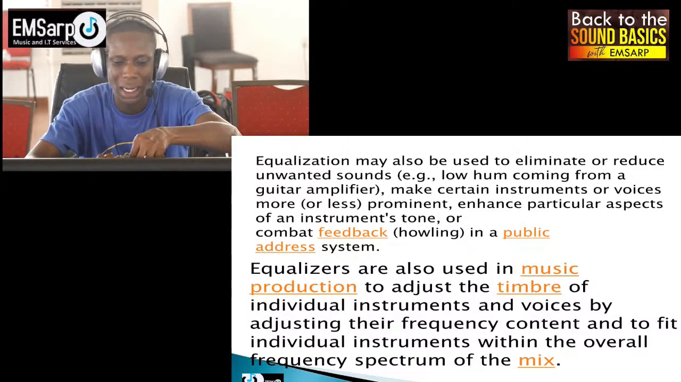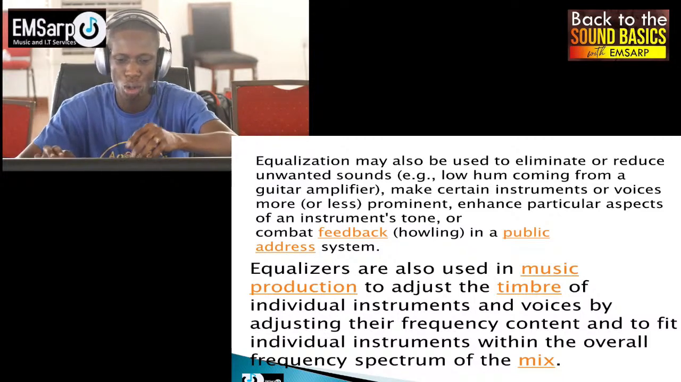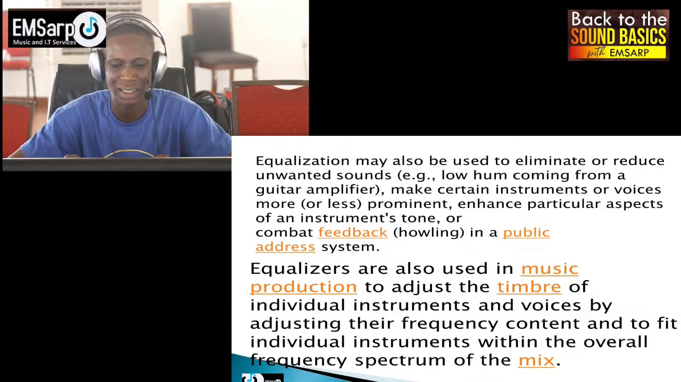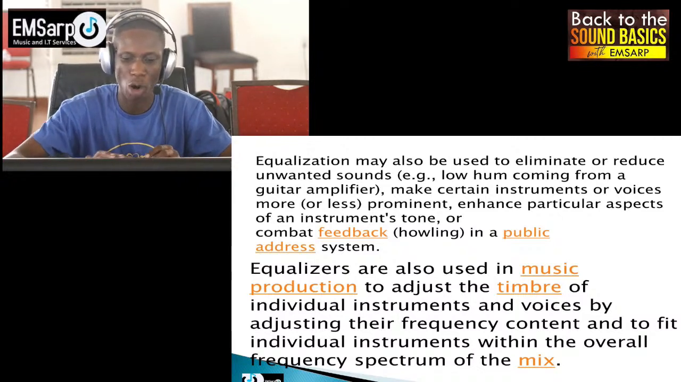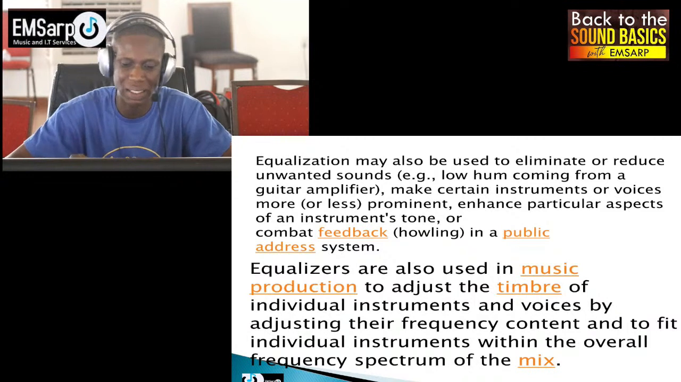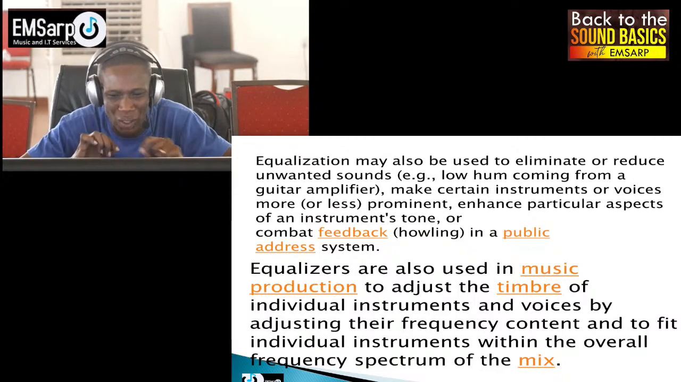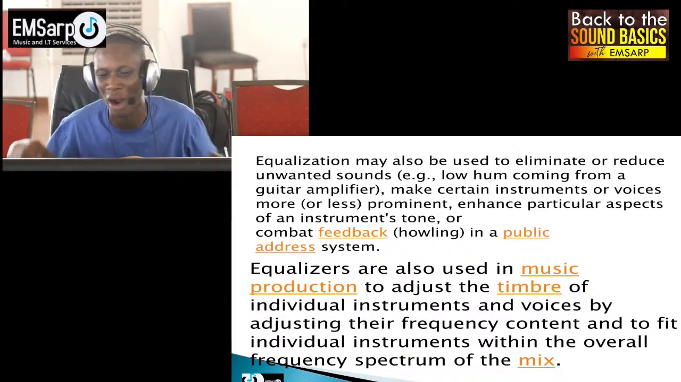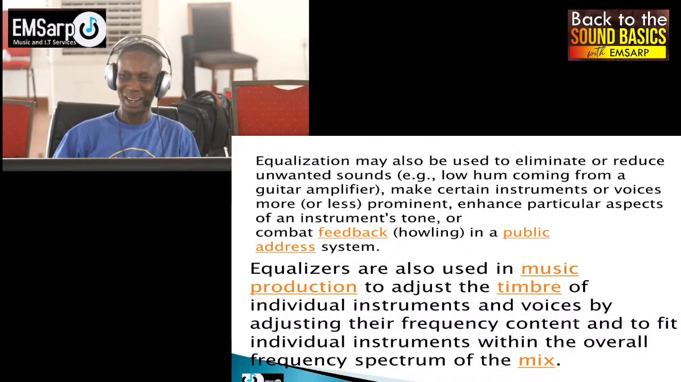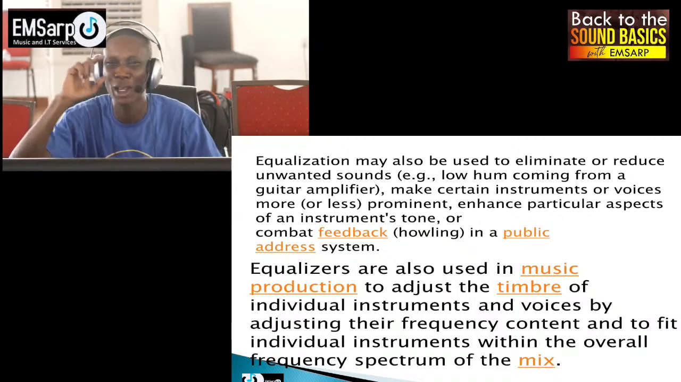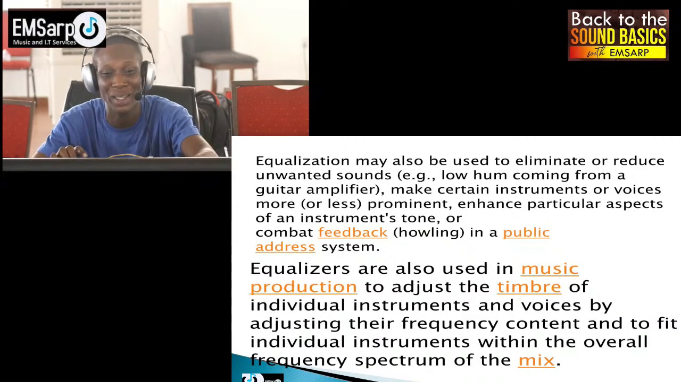All right. Now let's also take this. Equalizers are also used in music production to adjust the timbre of individual instruments and voices by adjusting their frequency content, and to fit individual instruments within the overall frequency spectrum of the mix. What does it mean? All I mean to say is that every instrument has got its own color, tone, and characteristic, and that is what we term as timbre.